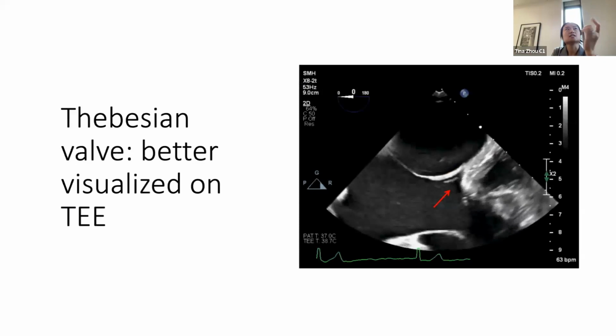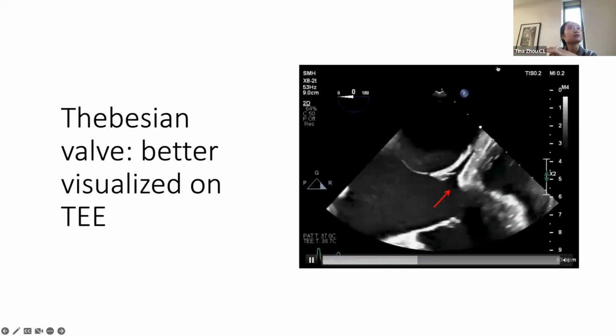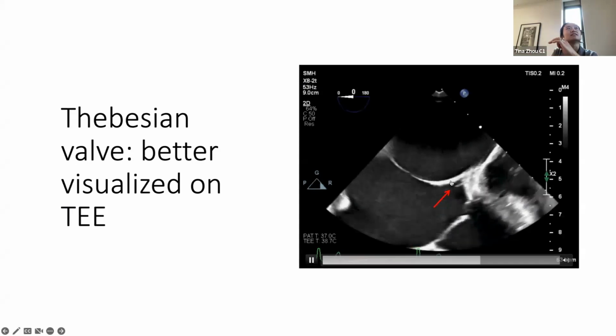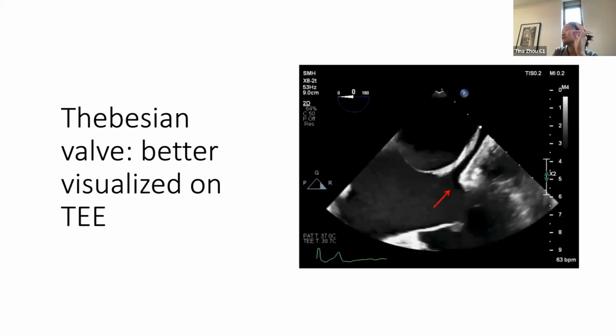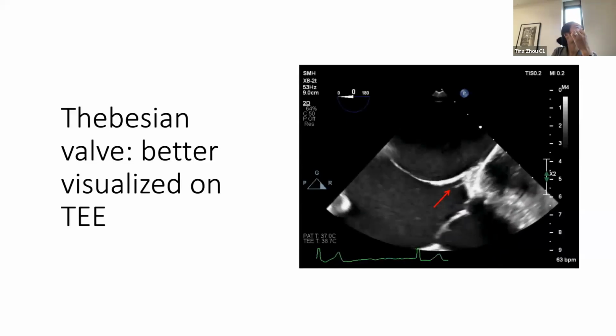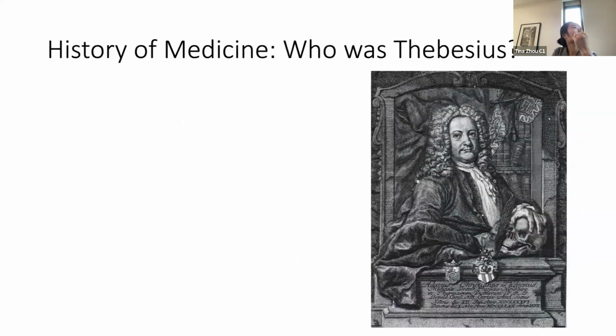So this is a TEE of the exact same patient, and you can see it a lot better. This is the coronary sinus, and that flippity thing is a very thin valve. Often you can't see it on TTE because it's so thin and so small, but here it's very well visualized.